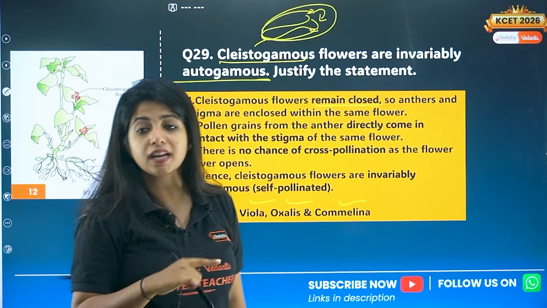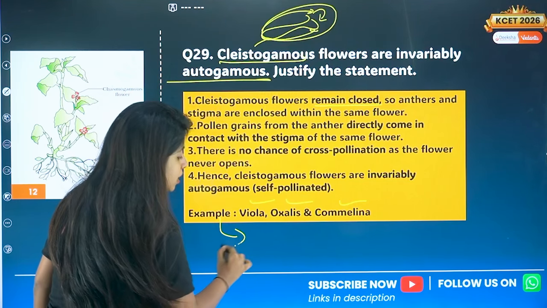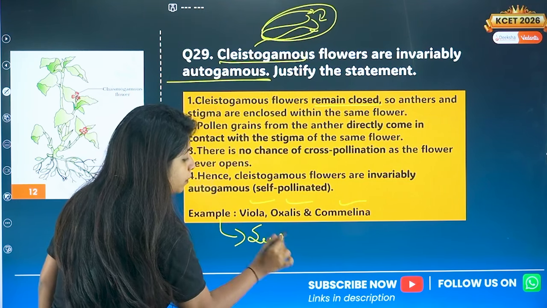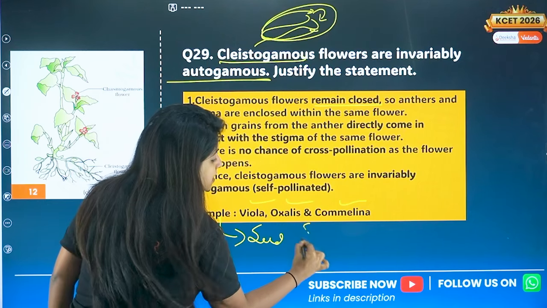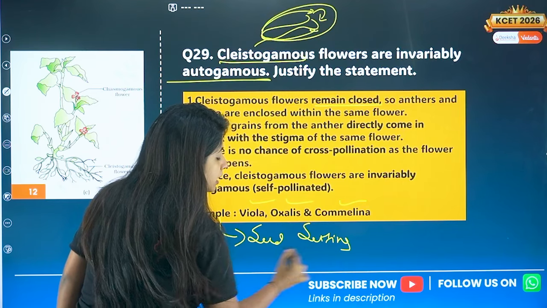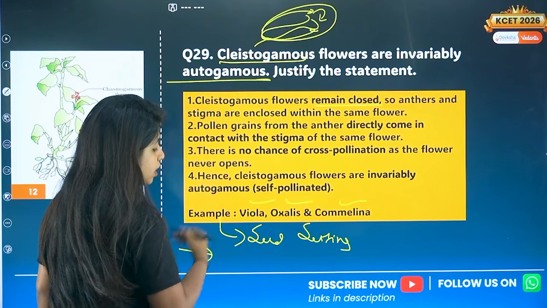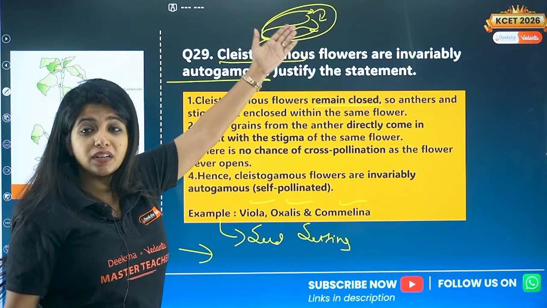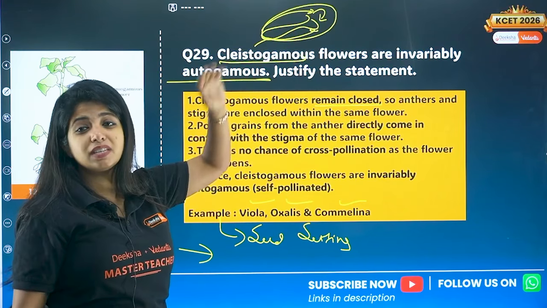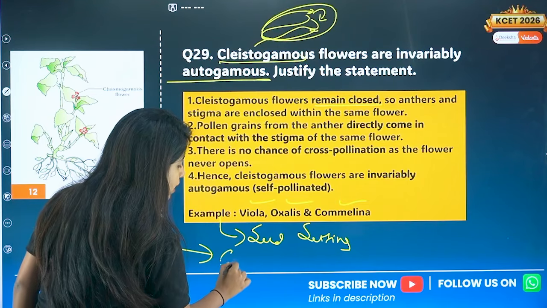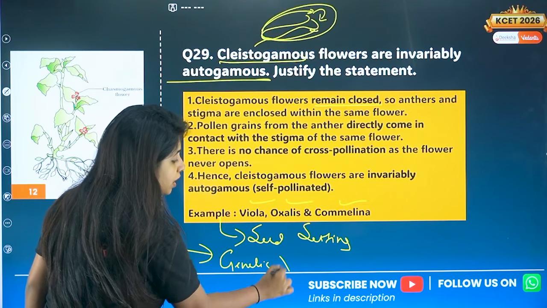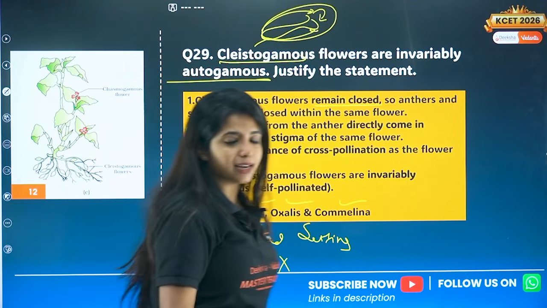Viola, oxalis, commelina. You can explain certain extra things, such as over here you don't have to worry about pollination anyhow. Seed setting will be there. Seed will definitely be formed. There is no need for pollination. But what is the drawback of it? The drawback is that, my dear children, pollen grains of the same plant, stigma of the same plant, everything of the same plant, which is why there are no genetic variations. Genetic variations will be less. So you can explain like that.